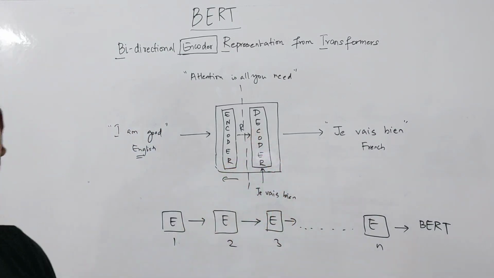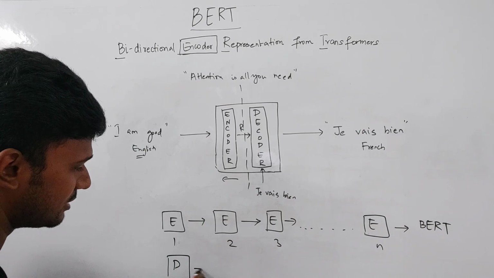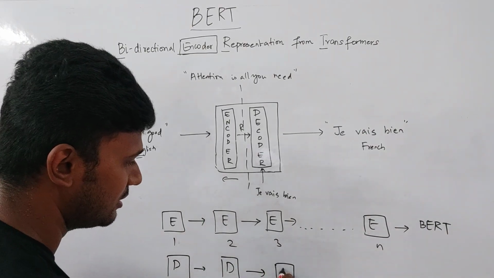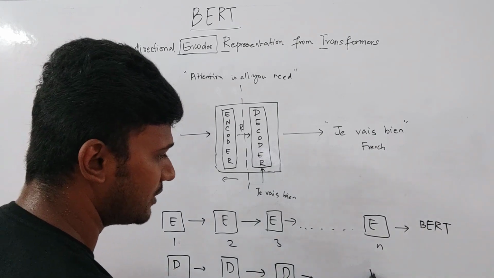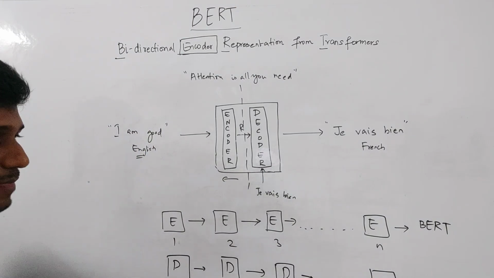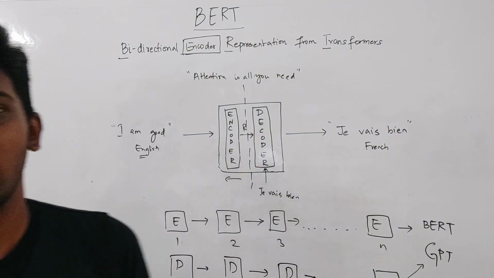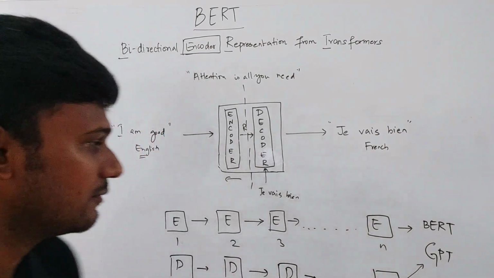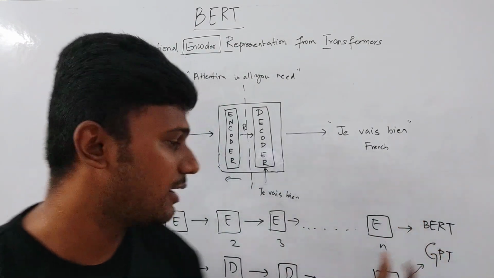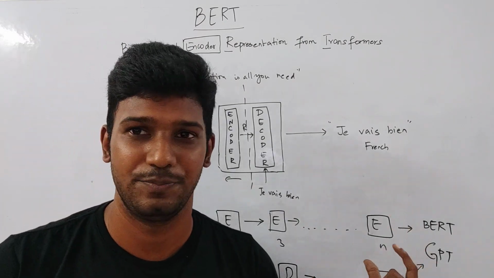And if we take the decoder part here, what happens when we stack multiple decoders on top of each other? So here we have D, here again we have D, and here we have D. If we stack multiple decoders on top of each other, say we have n decoders stacked upon each other, then this is something called GPT. So the understanding here is that when we have multiple encoders stacked upon each other, we get the BERT representation, and when we have multiple decoders stacked upon each other, we get GPT, right?